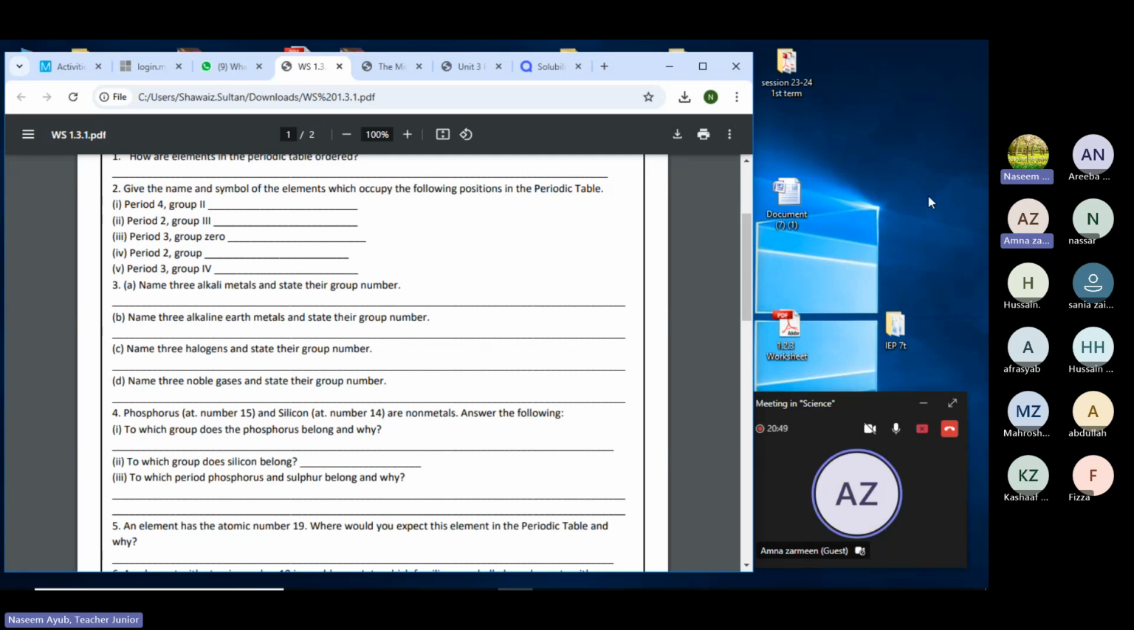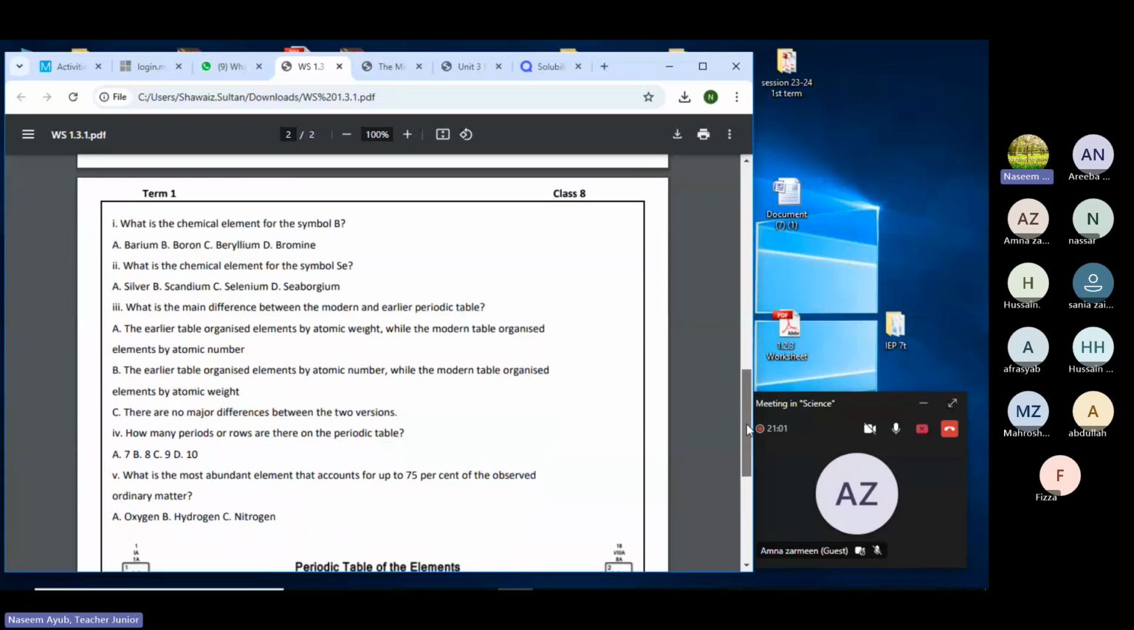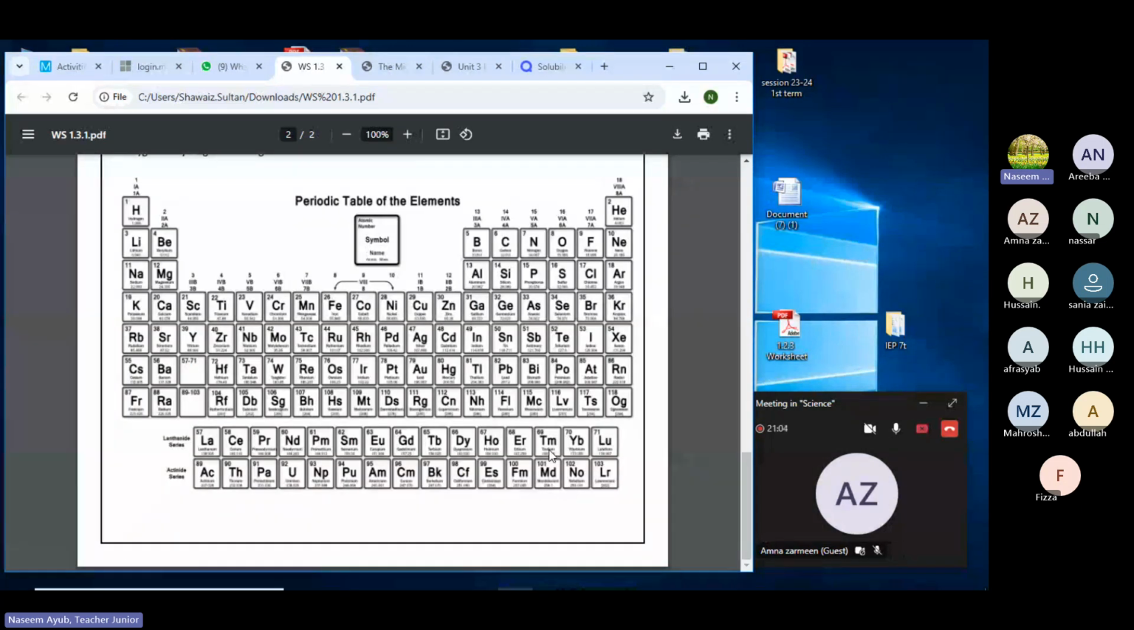Yes, Amna, please ask the question, beta. Ma'am, I am confused in these alkali, alkaline, and halogens. What are these? Beta, okay, wait. I am showing you the periodic table. I am moving forward towards the next page. Okay, this is the periodic table.